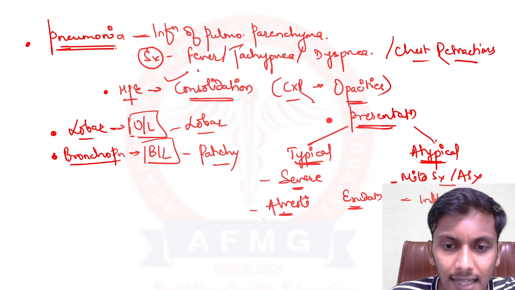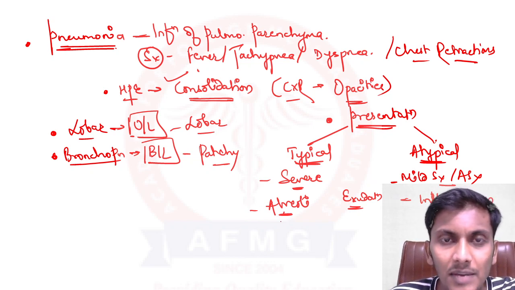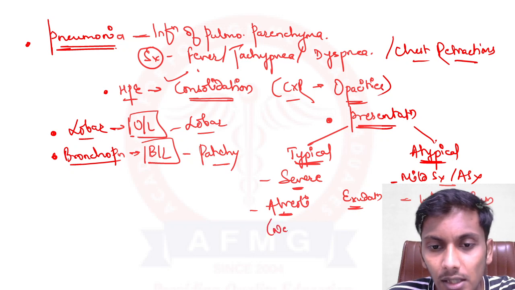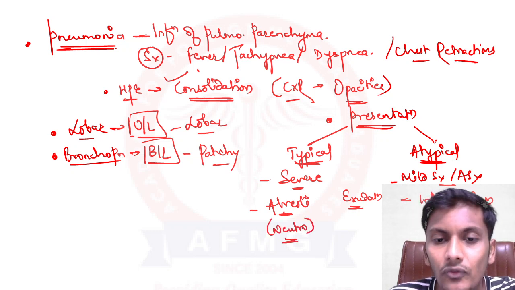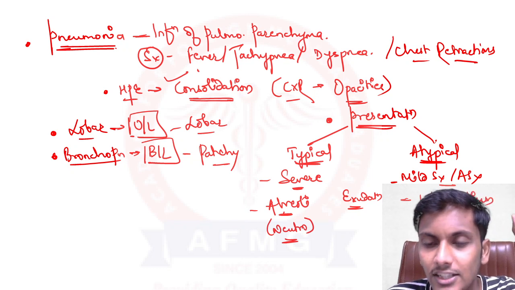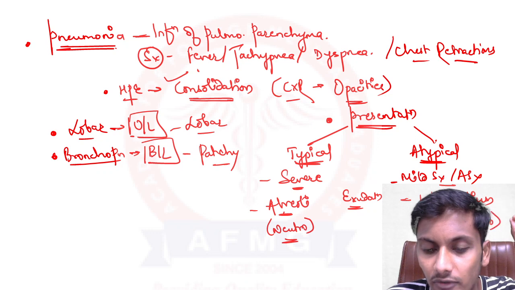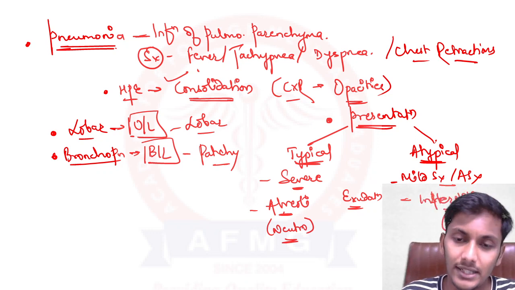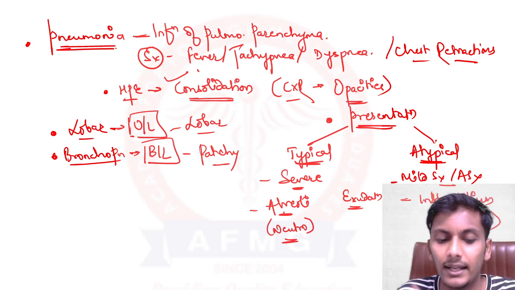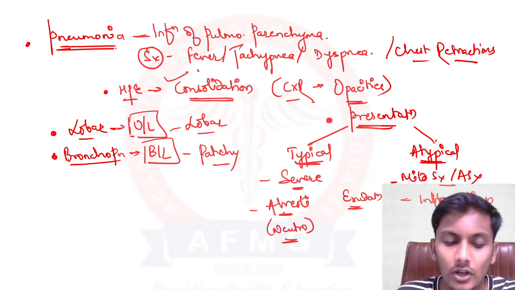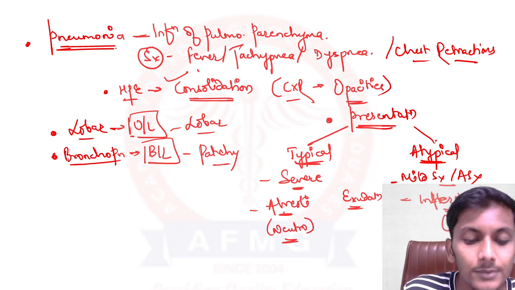Along with that, in this exudate, what can be found? Which cells can be found in typical pneumonia? In typical pneumonia, we can find neutrophils. Okay, please remember, in the alveolar exudate, whereas in the interstitial exudate of atypical pneumonia, lymphocytes are more commonly found. These are the important features about typical and atypical pneumonia. We'll also study about the causes a few minutes later.